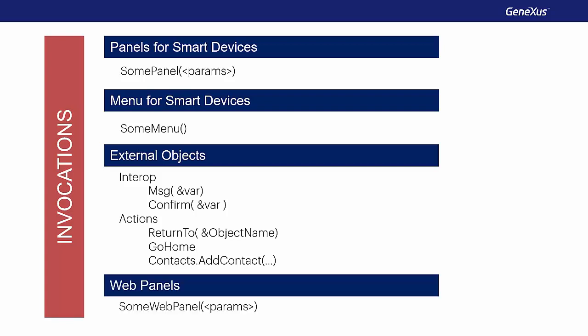A web panel can also be invoked. It'll be opened in the device browser, keeping the application and status bar of our app, as long as the browser is Chrome for Android and Safari for iOS. Otherwise, it'll be opened in the default browser, with the borders removed to make it look more similar to the rest of the application. That's all about invocations for now.